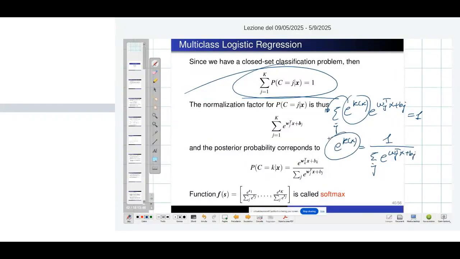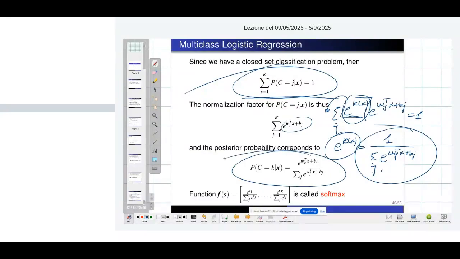The proportionality factor between the class posterior and this term has this form, which means that now I put this in place of this exponential of k of x. The class posterior probability for class k is the exponential of wk transpose x plus bk, divided by the sum of the exponentials of the wj transpose x plus bj terms of all the classes.